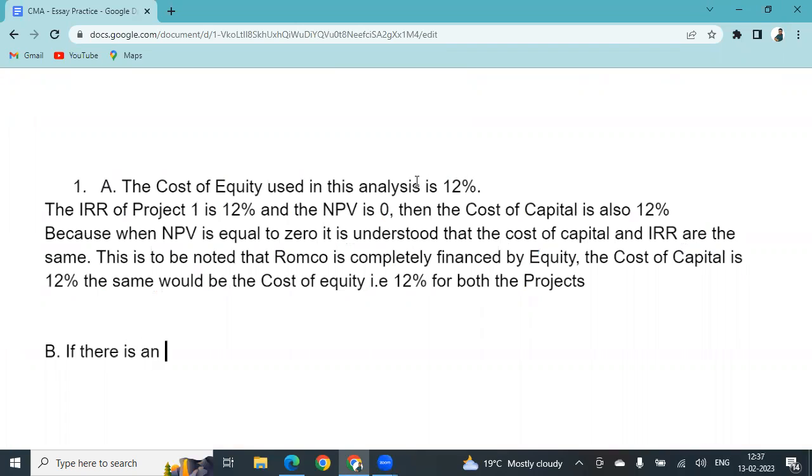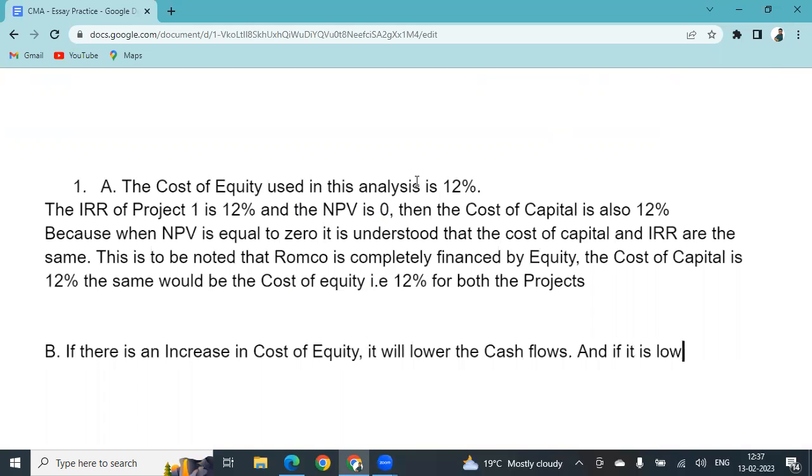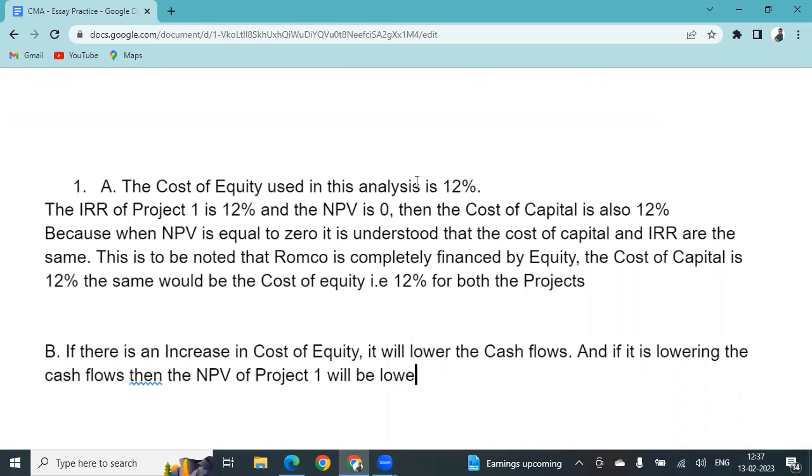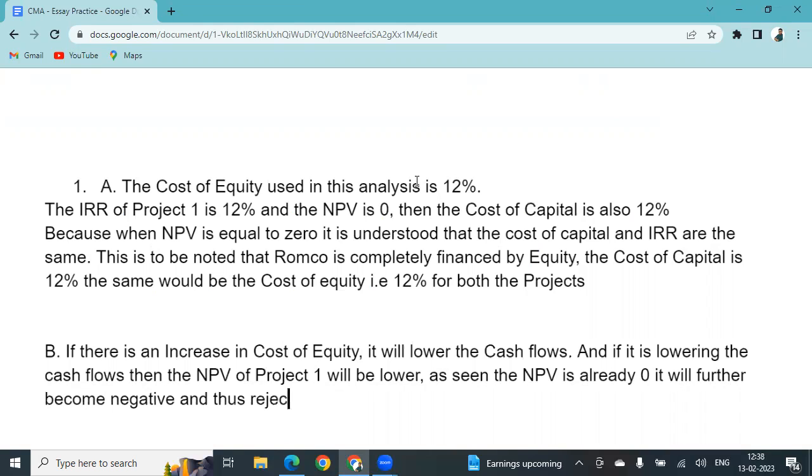If there is an increase in cost of equity, it will lower the cash flows. And if it is lowering the cash flows, then the NPV of project 1 will be lower. As seen, the NPV is already 0. It will further become negative and thus rejected.